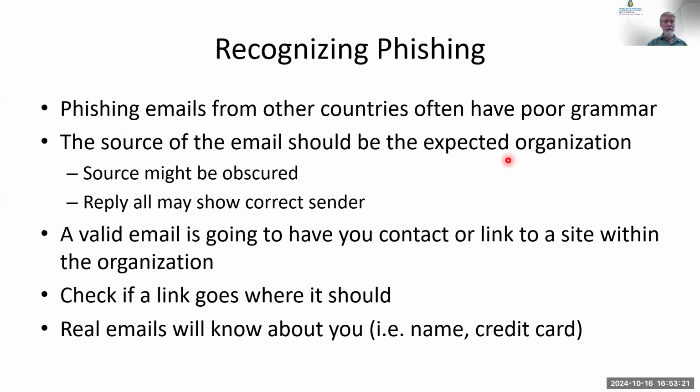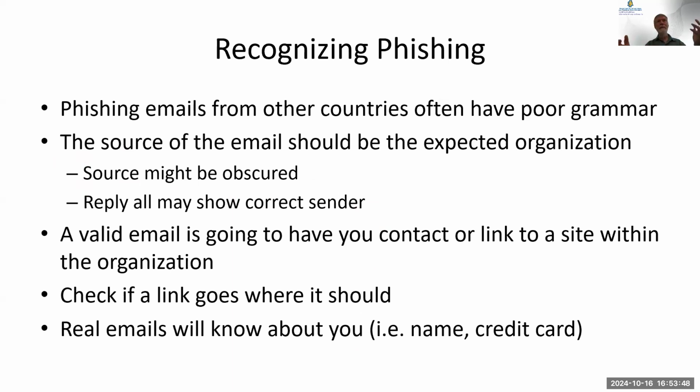Okay, how do you know a phishing message when you see one? Often they come from other countries. They've been either mechanically translated or translated by somebody who's not a native English speaker, and it has poor grammar. Where does it come from? Now, again, the return address may be obscured, but if you're getting a message from the A&T email system, it'll come from an A&T email. It won't come from a Gmail account.